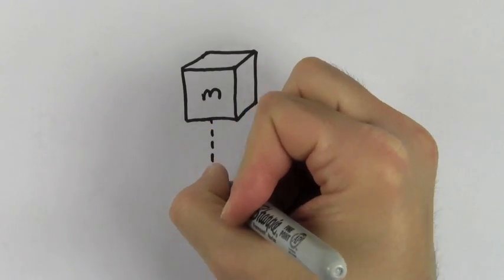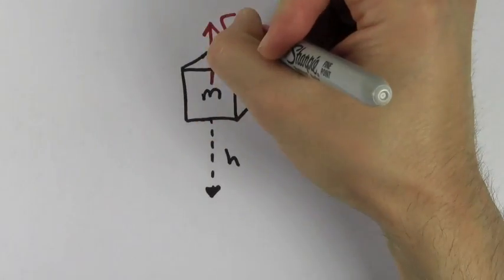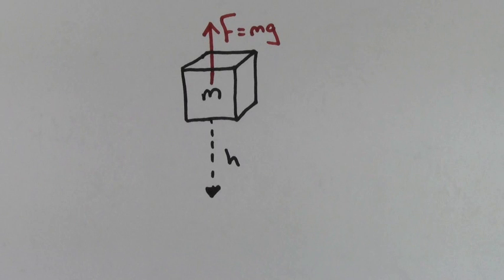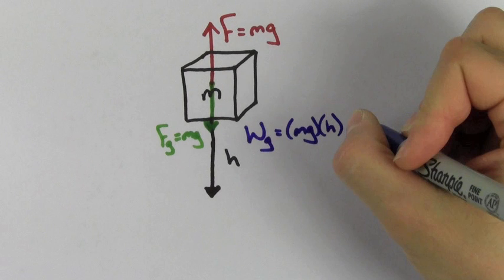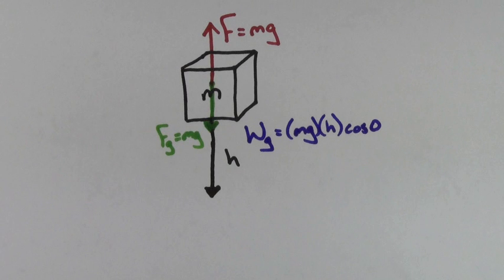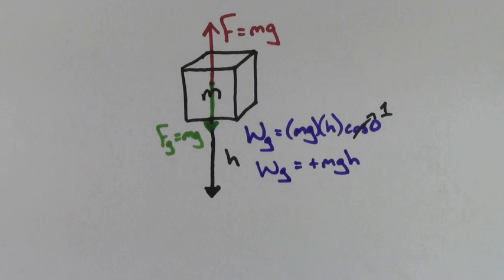If we lower an object with constant speed, we need to apply a force upwards equal to the weight of the object. Similarly, gravity applies a force downwards equal to the weight of the object. We can use the formula FD cosine theta to find the work done by gravity in this case. The force is just going to be mg. The distance the object travels is h. The angle will be 0 since the force of gravity points in the same direction that the object's moving. So the work done by gravity is just positive mgh.